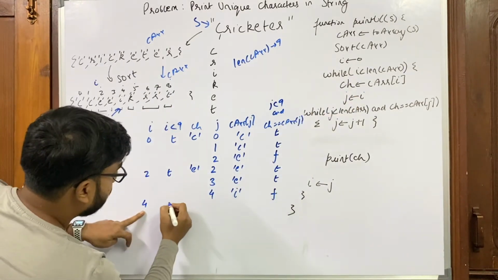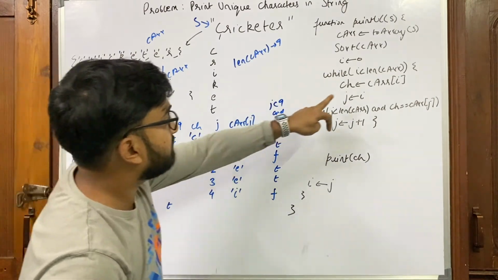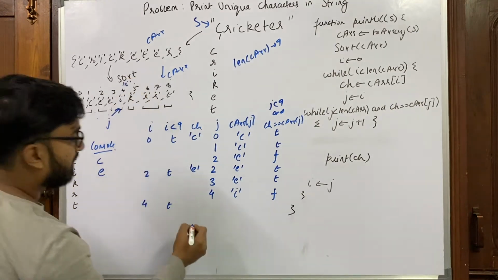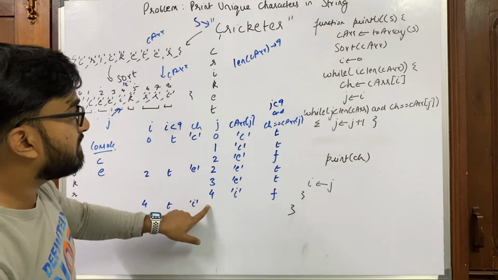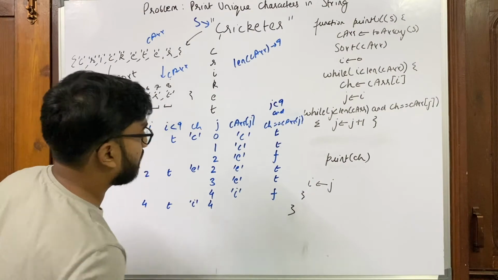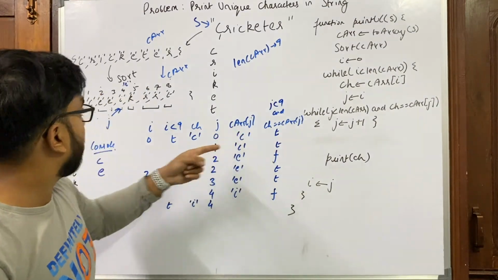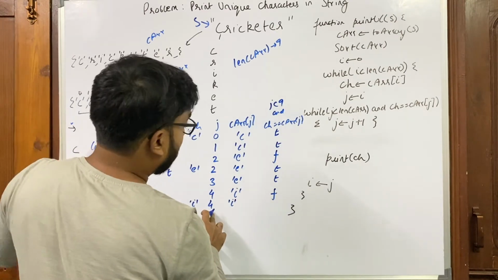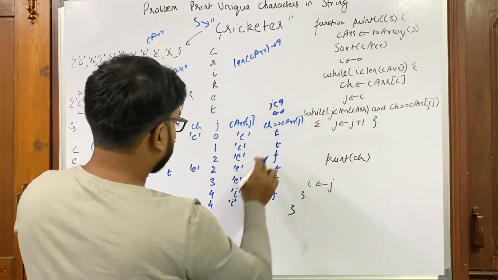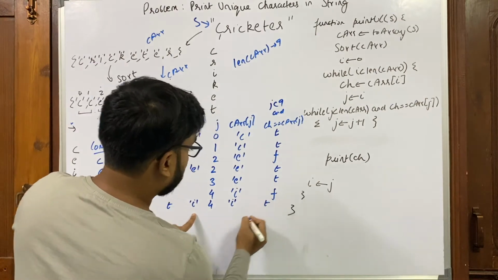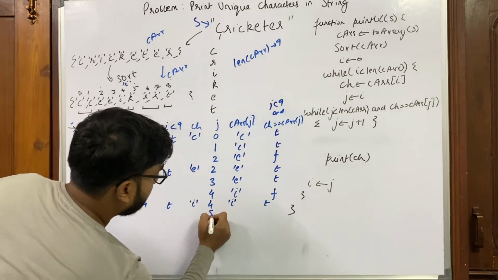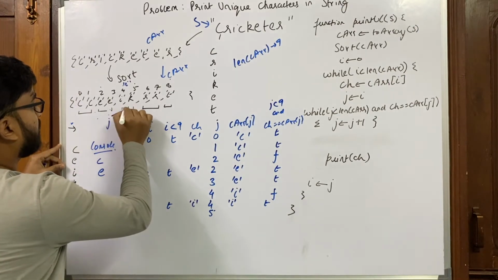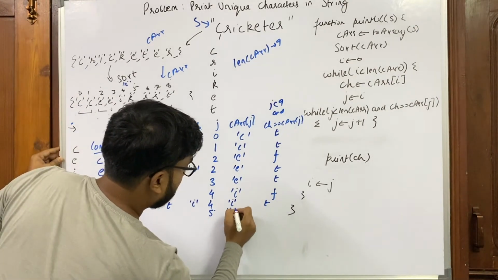4 is less than 9 is true. Ch is CARR of 4, which is I. J is I, J is 4. CARR of J is the same as I. 4 is less than 9 is true. Ch equal to CARR of J is true. J becomes J plus 1, J becomes 5. CARR of J is now pointing here, which is K.